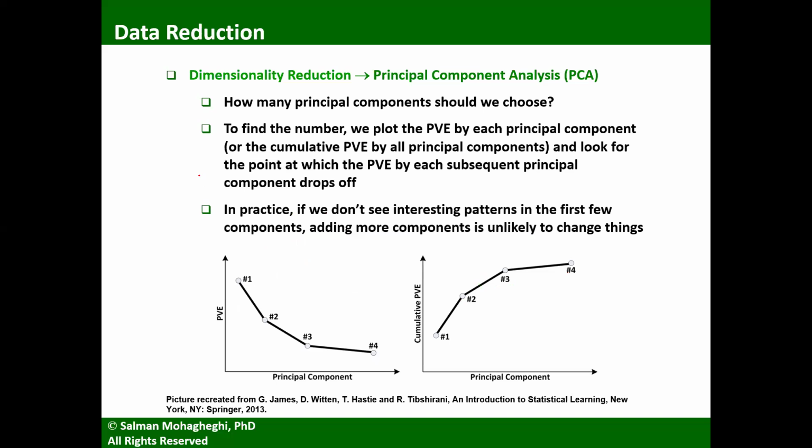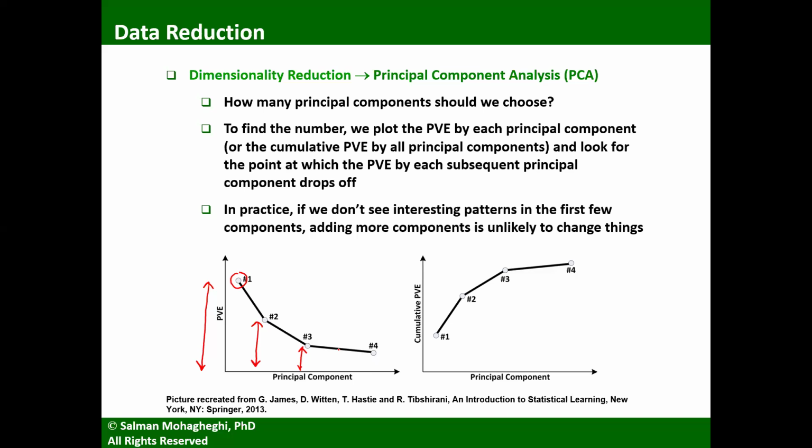Consider this case. You have this much of the variance of the data set explained by principal component number 1. This much of it is explained by principal components number 1 and 2, and all of a sudden there's not much of a difference between number three and number four. So it seems like the amount of variance explained by the remaining principal components is not significant. So in this case, you could, for example, just pick the first three principal components, and that could capture the majority of variance in the data set.